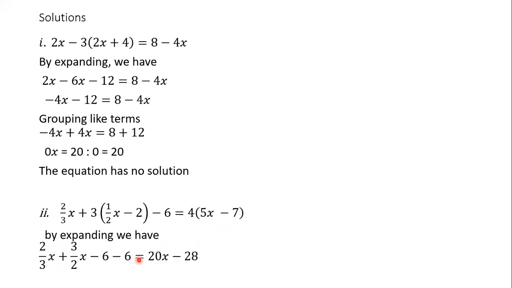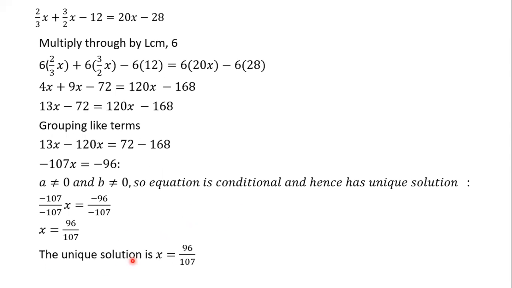So let's find the x. We can even simplify this. We have like terms at the left side, minus 6, minus 6. We can simplify that one first. So we have 2 over 3x plus 3 over 2x, minus 6, minus 6, minus 12, equal to 20x minus 28.